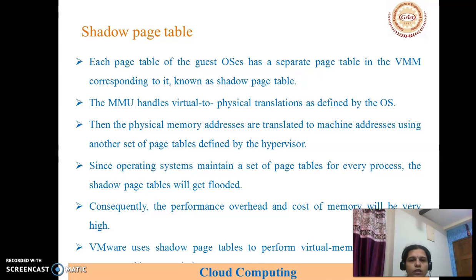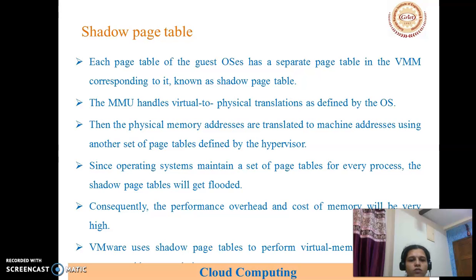Next, shadow page table. Each page table of the guest OS has a separate page table in the virtual machine monitor corresponding to it, known as the shadow page table. The MMU handles the virtual to physical translation as defined by the OS. Then the physical memory addresses are translated to machine addresses by using another set of page tables defined by the hypervisor. Since the operating system maintains a set of page tables for every process, the shadow page table will get flooded. Consequently, the performance overhead and cost of the memory will be very high.